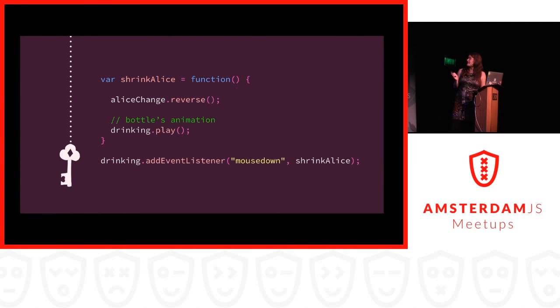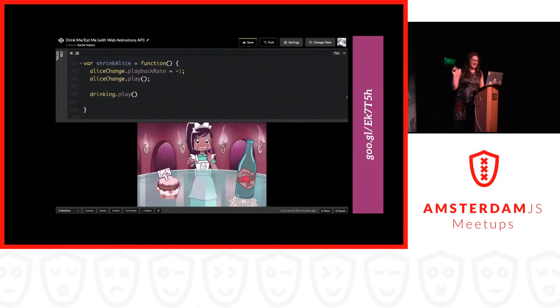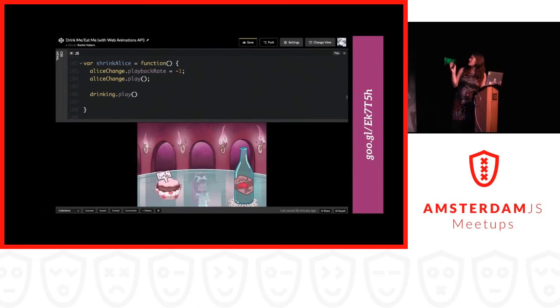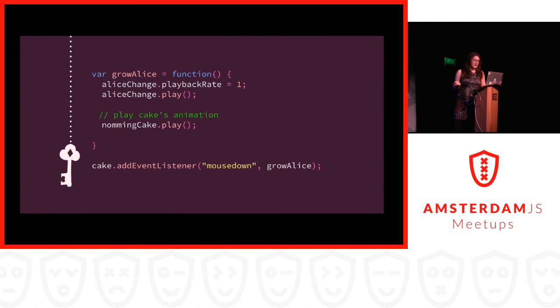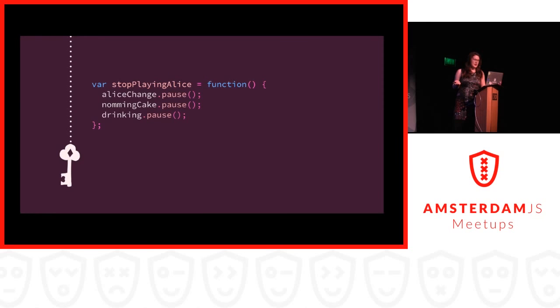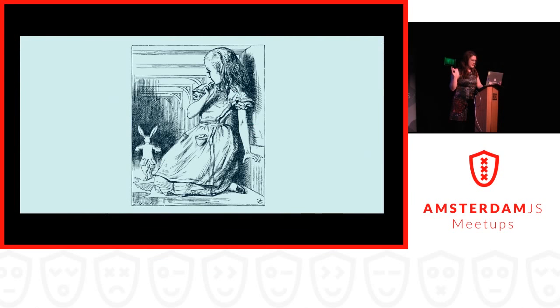Let's take a look at how that looks. And we go over, we hold down, and all of a sudden, the animation is playing all the way backwards. There's some other fun stuff that we do to make this fully work. To hit pause when the mouse up has happened, we basically make this stop playing Alice function, and we add a listener to all kinds of things. But we're running out of time.